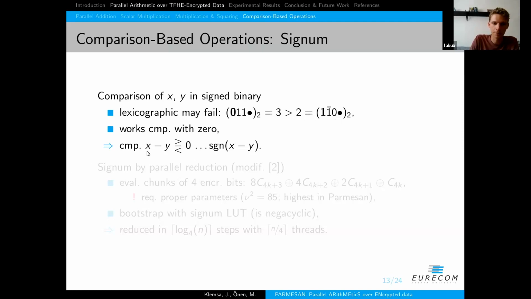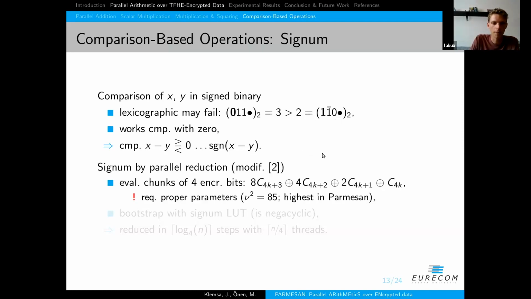So what we do, we subtract the two values using our favorite parallel addition-subtraction algorithm, and then we just run Signum of their difference. We implement Signum by a parallel reduction. This is a modified version of an existing algorithm. In case of Parmesan, we evaluate chunks of 4 encrypted bits as follows.